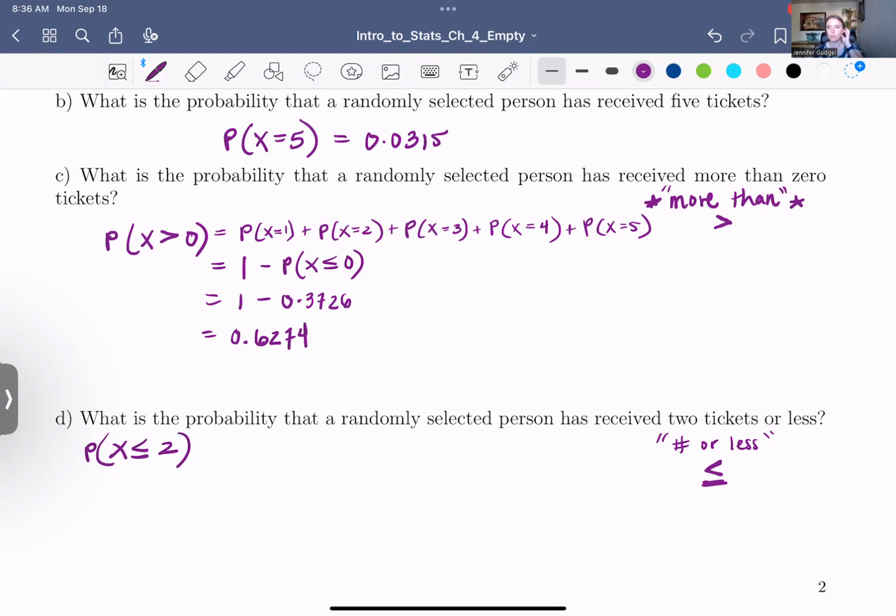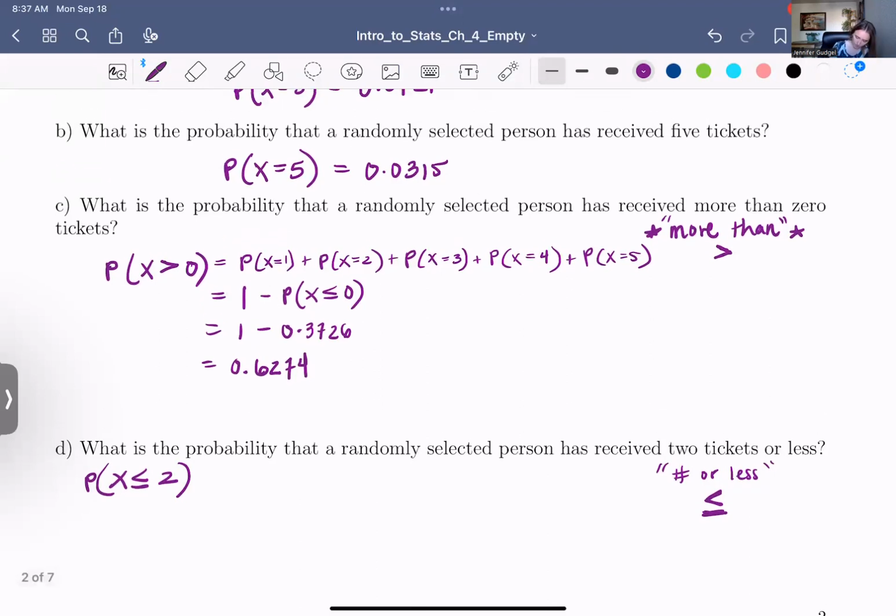All right, numbers that meet this requirement. This is how I always think of it when I go to do these. Okay, less than or equal to 2, or 2 tickets or less. That's 2 tickets, 1 ticket, and 0 tickets. So we're just going to add the 3 of those together. 0, 1, and 2.